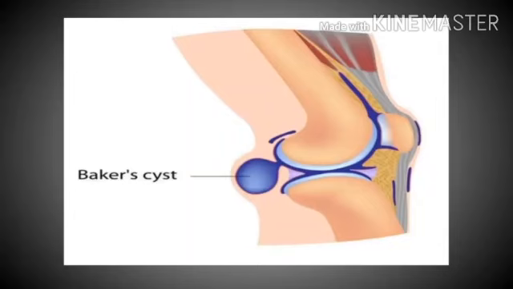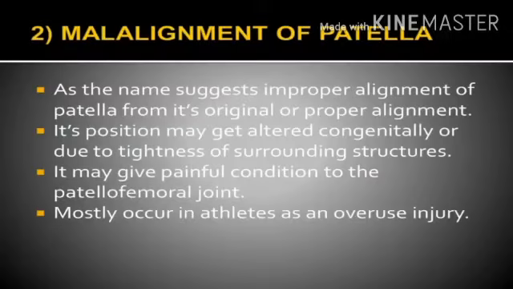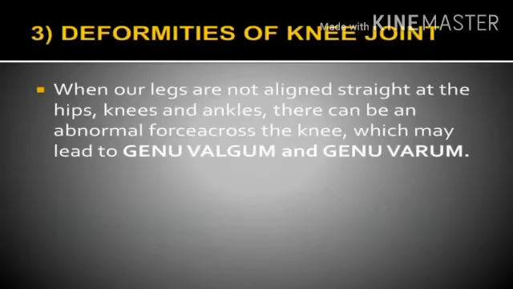Second, here you can see how Baker's cyst looks like. Second one is malalignment of patella. As the name suggests, improper alignment of patella occurs in this condition from its original or proper alignment position. Its position may get altered congenitally or due to tightness of surrounding structure. It may give a painful condition to the patellofemoral joint. Mostly occurs in athletes as an overuse injury.